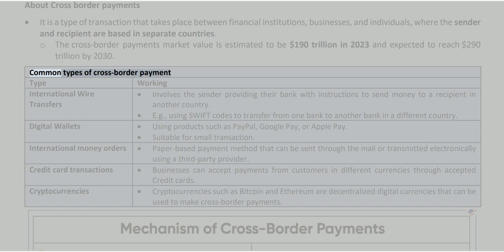2030. Common types of cross-border payment: International wire transfers involve the sender providing their bank with instructions to send money to a recipient in another country, e.g. using SWIFT codes to transfer from one bank to another bank in a different country.